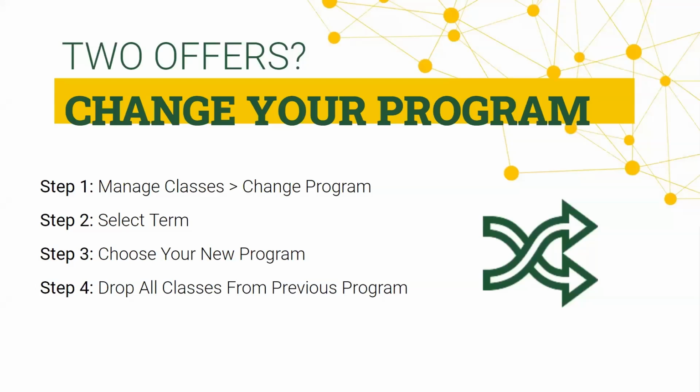For those of you who currently have 2 offers to different programs and would like to swap and accept your second choice program, you can do this in BearTracks by completing the following steps. You will go to the sidebar on the left-hand side of the homepage and select Manage Classes and Change Programs. You're going to choose your new program, and then if you've already registered for classes, drop all of the classes you've been registered for that previous program, and then you'll just need to re-register in courses for your new program.